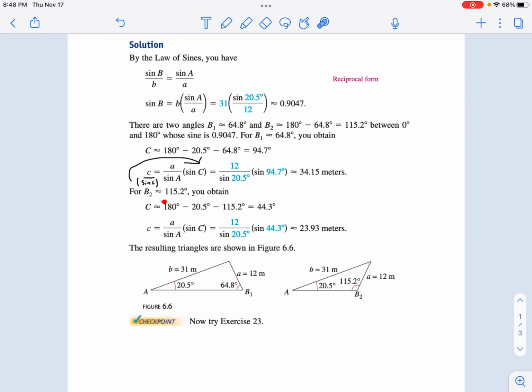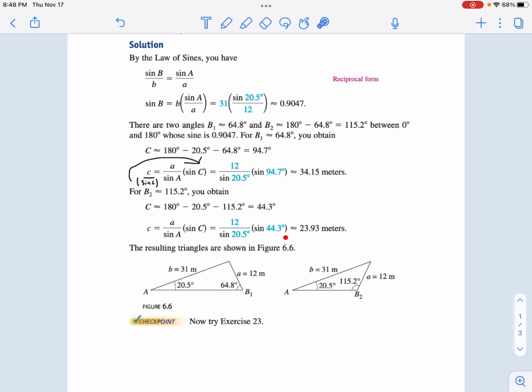Now we have the new triangle, as we see here. It's B2. So we're just going to switch this out, and we're going to do the same thing we did before. So 180 minus 20.5, which is our A, minus 115.2, which is our new B, and we get 44.3.